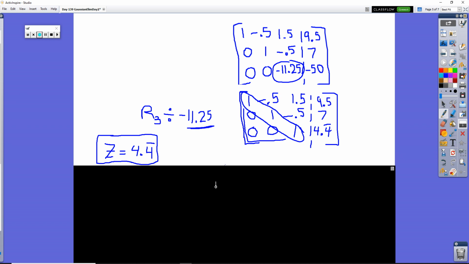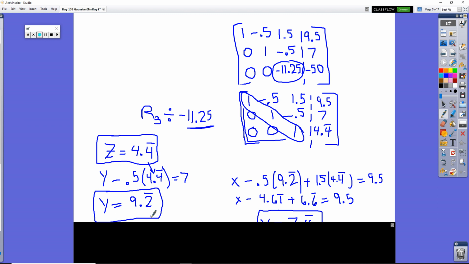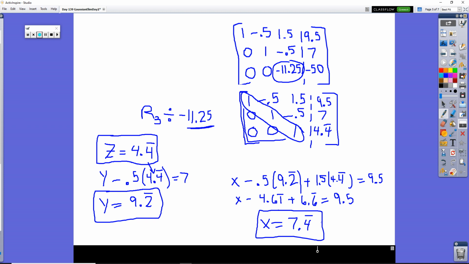Now we're ready to do the back substitution process, where you put the letters back into the row above that. So the row above that says y minus 1 half z is equal to 7, and we know this value of z is 4.4 repeating. So when I put it in here, I can figure out the answer for y is 9.2 repeating. And then you would put the letters back into your top row. 1x minus 1 half y plus 1.5z equals 9.5. We now know the answers for z, which you can put in here, and the answer for y, which you can put in here, to figure out the answer for x. So the answer for x in this problem is 7.4 repeating.